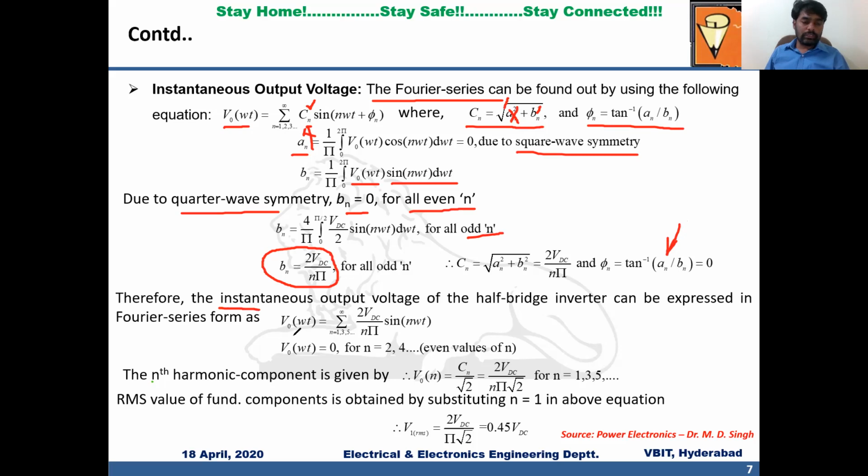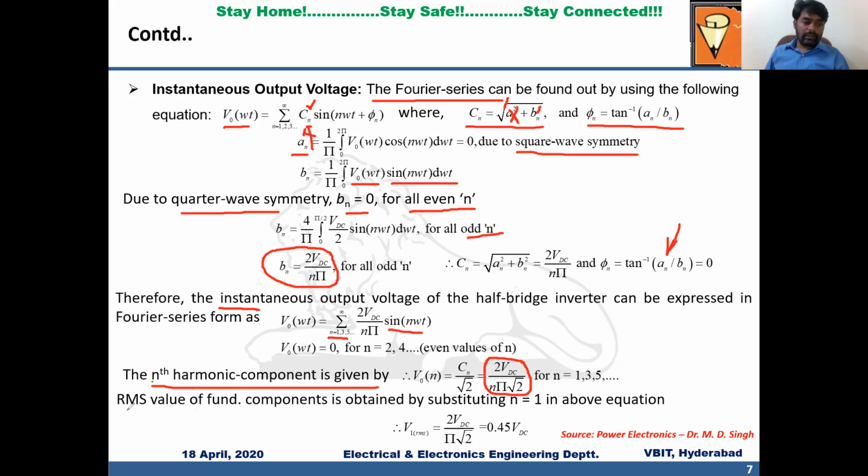So the instantaneous output voltage V naught of omega t will be the summation n equal to 1, 3, 5, because we'll get the output voltage only when the value of n is odd, up to infinity. Instead of Cn, I can write 2 VDC by n pi and sin n omega t. The nth harmonic component is given by V naught of n equal to Cn by root 2. So if you substitute here root 2, you will get V naught of n equal to 2 VDC by n pi under root 2.